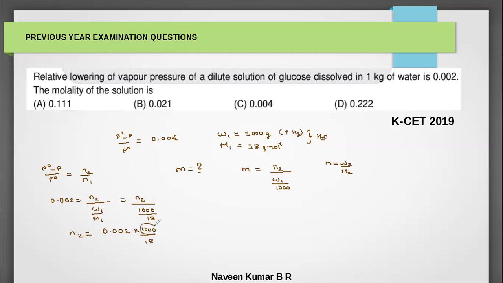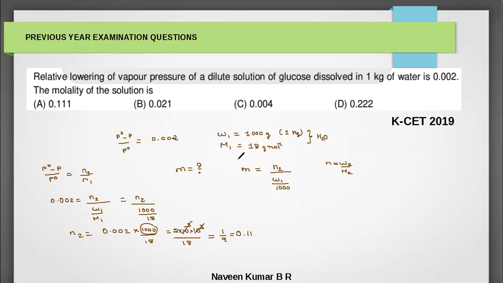1000 can be written as 10 to the power of 3, and 0.002 can be written as 2 into 10 to the power of minus 3. Since 10 to the power of minus 3 and 10 to the power of plus 3 will become 10 to the power of 0, that will become 1. 1 into 2 is 2 divided by 18. 2 by 18 is 1 by 9, and if we consider this, it is 0.111. Now this is what the relative lowering of vapor pressure gives. By using that, we have calculated N2.